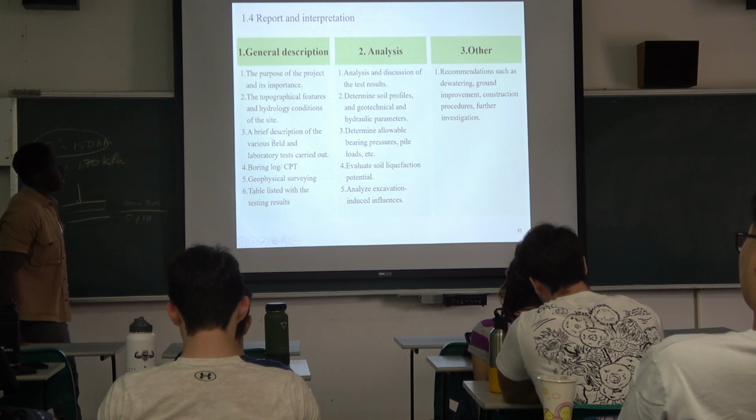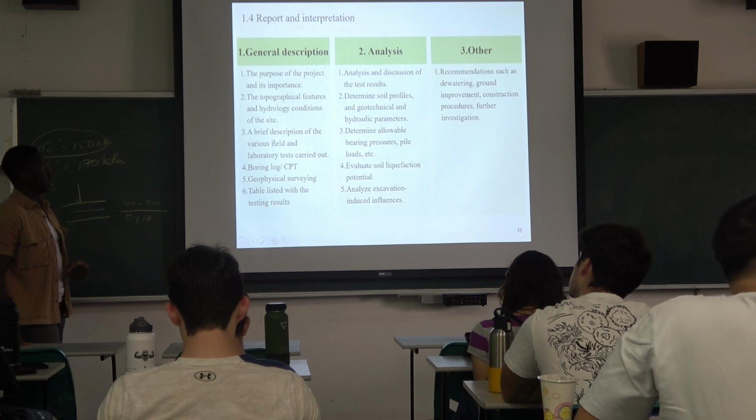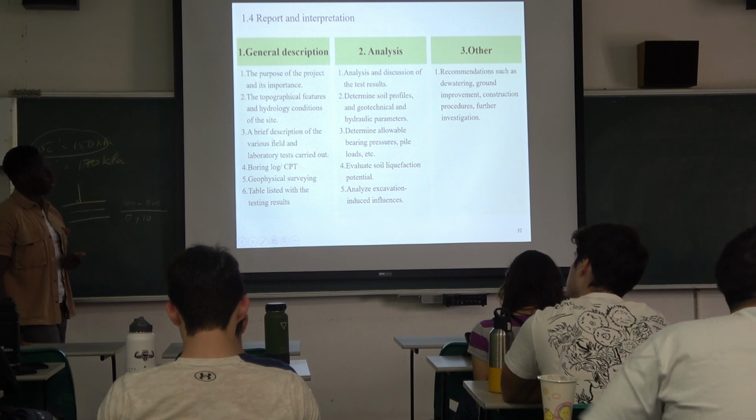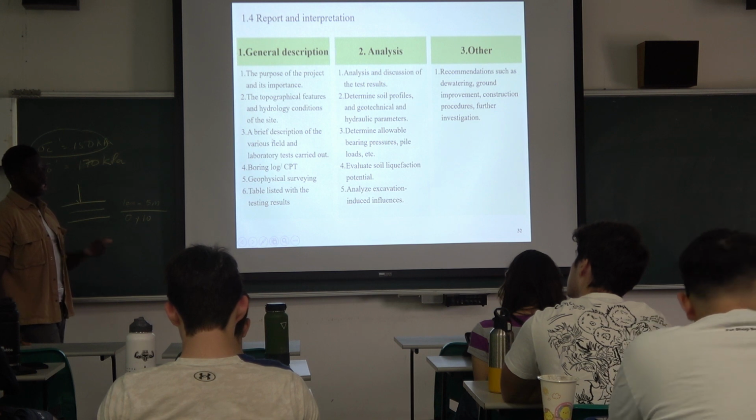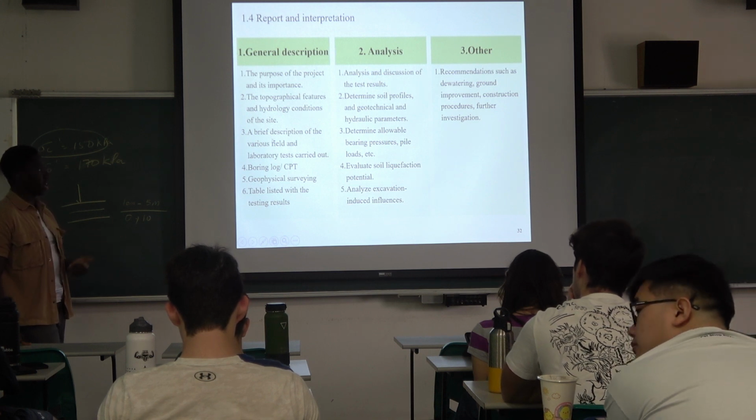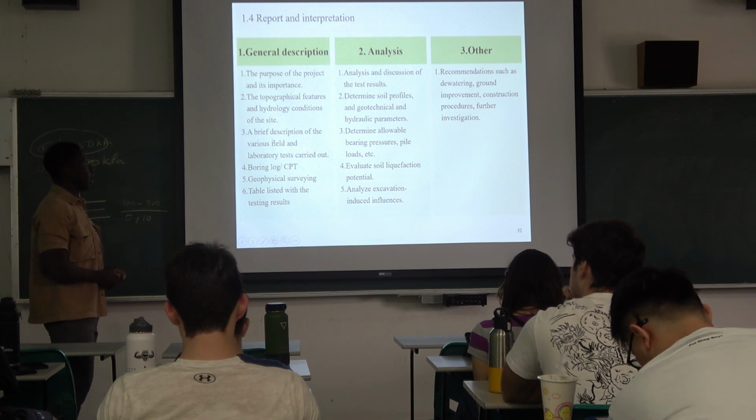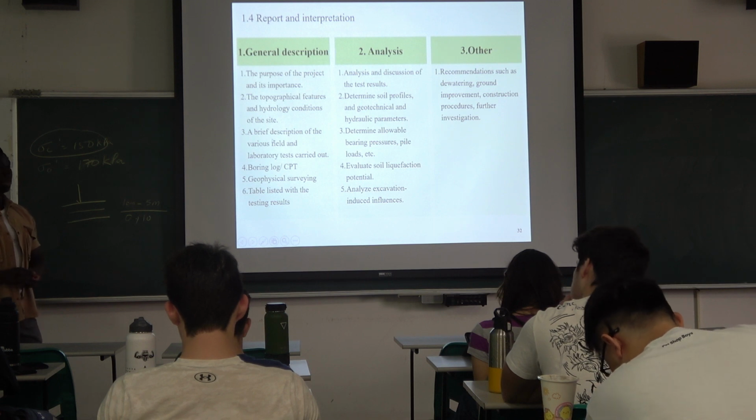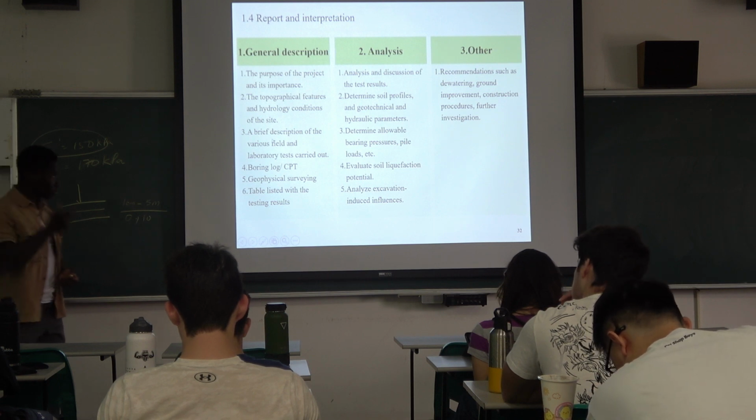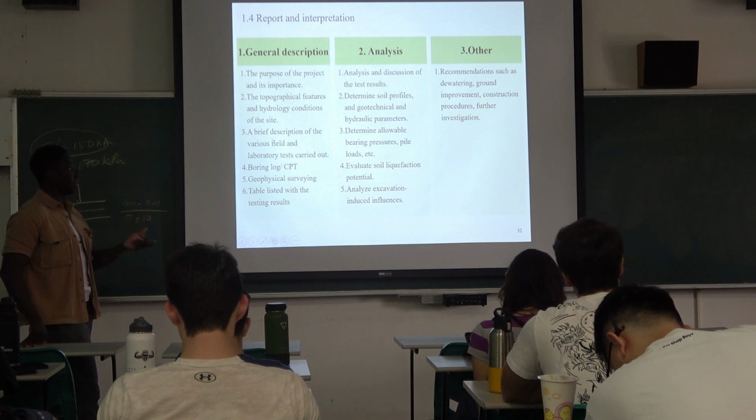But if someone new comes and tries to take a look, they have no idea what you are trying to say. Okay, and then you also determine the soil profiles, like the soil layers, the geotechnical and the hydraulic parameters. So what are the geotechnical parameters? For example, the soil condition like C, phi, Su, and the hydraulic parameters, for example, K, the permeability. Okay, and another part of your analysis can be to determine the allowable bearing pressure. What is the maximum bearing pressure for the soil at the site? And also, for example, if you are dealing with piles, you can talk about the pile load.